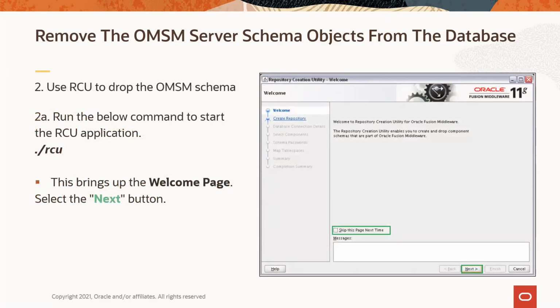Step 2. Using the 11119 RCU version to drop the MSM schema, this process has 9 steps, which we will cover 2A through 2I. Note that the RCU that comes with 12.2.1.3.0 cannot be used. Step 2A. Run the command as shown to start the RCU application.